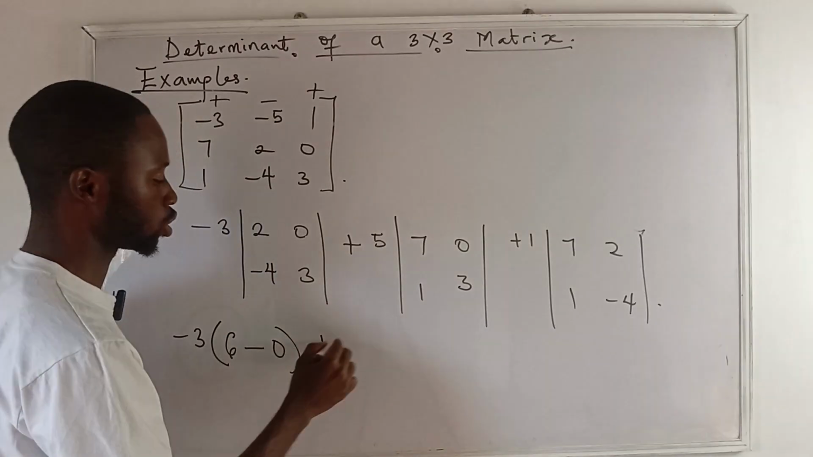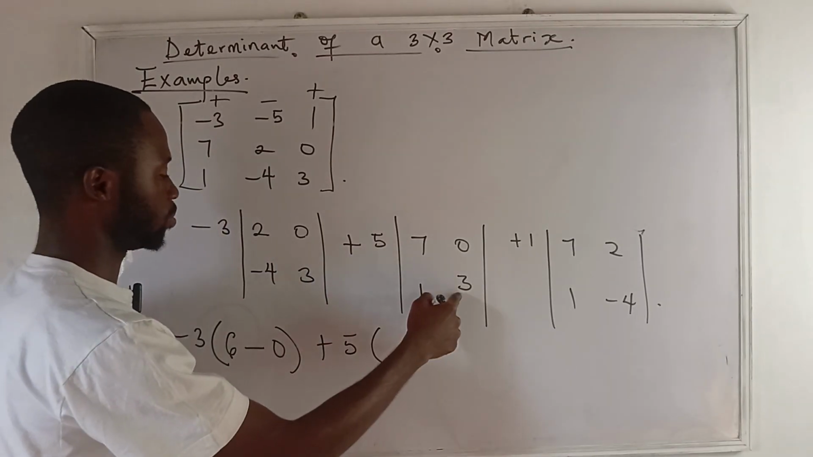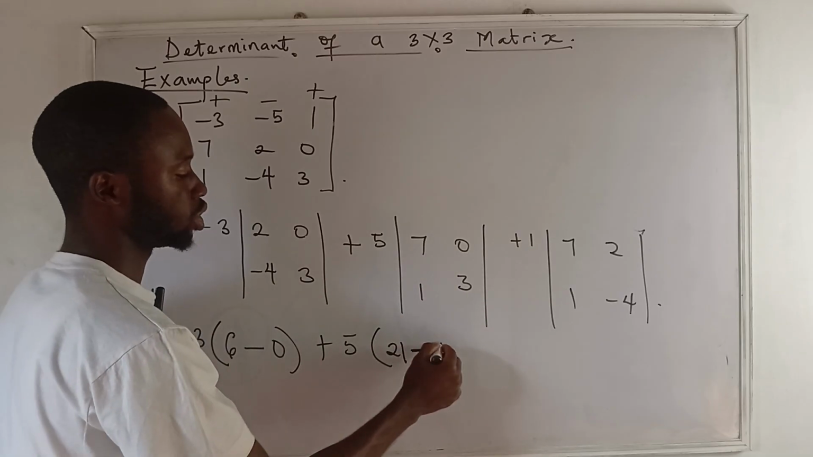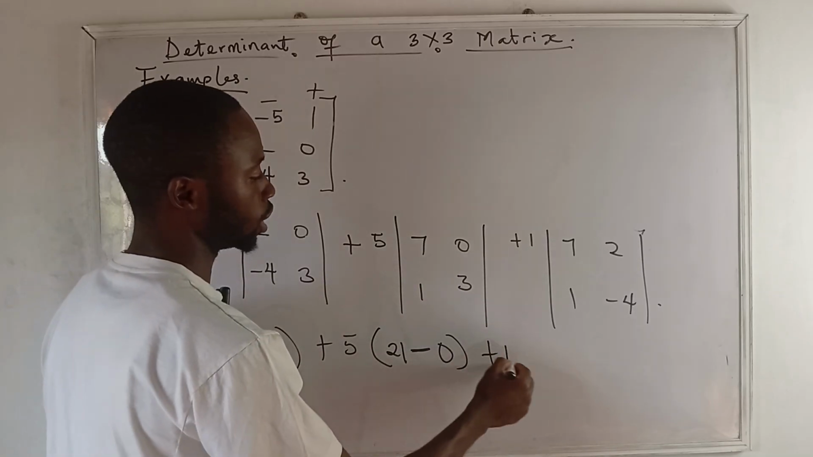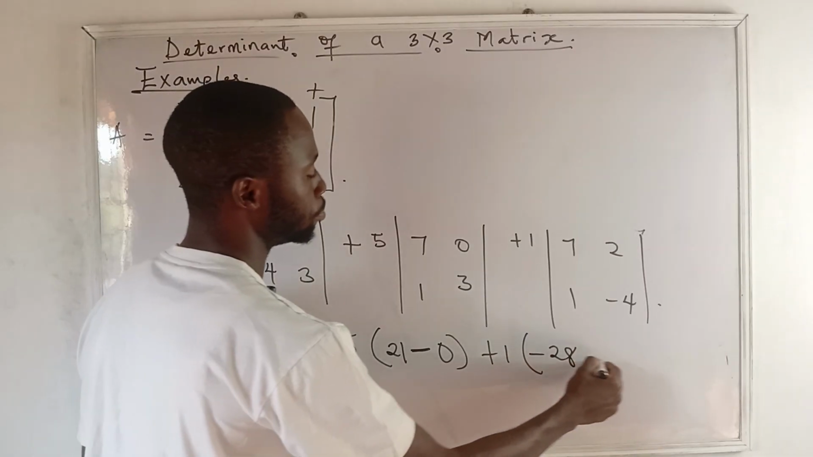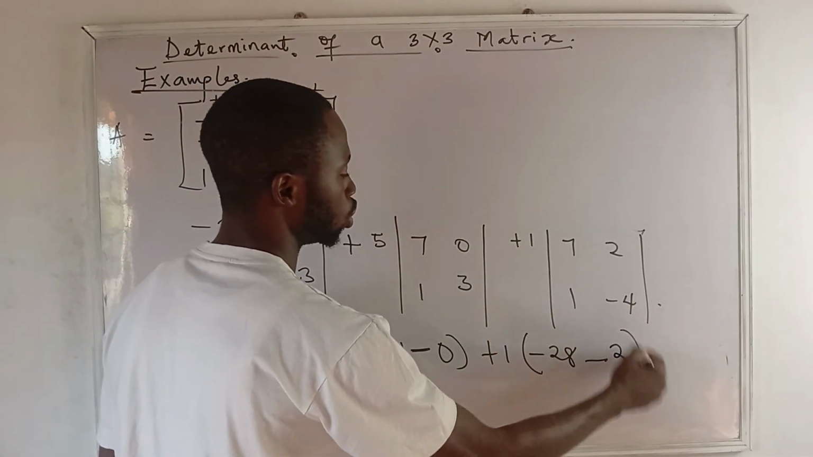Then we have plus 5. 7 times 3 will give us 21. Minus 1 times 0 will give us what? 0. Then plus 1, we're going to have 7 times minus 4, which gives us minus 28. Minus 1 times 2 gives us minus 2.